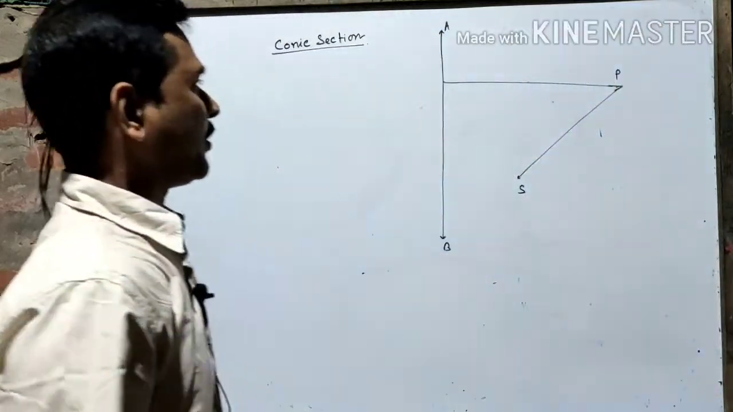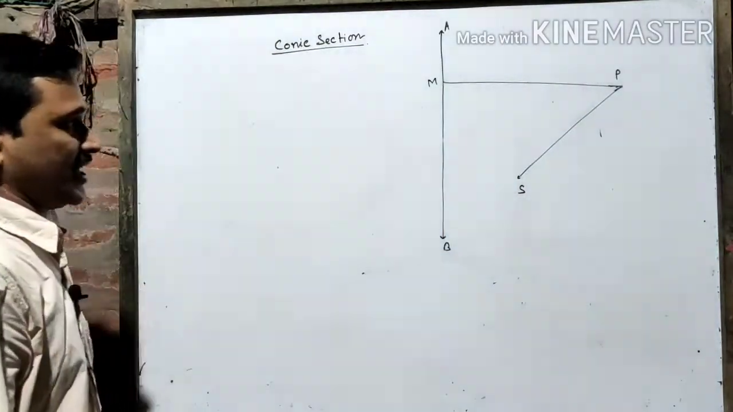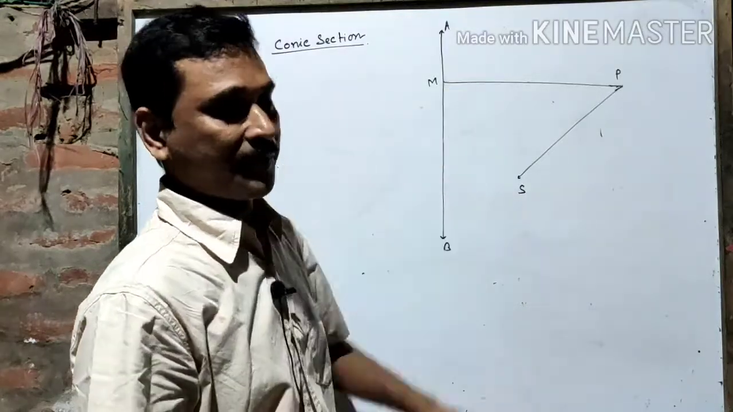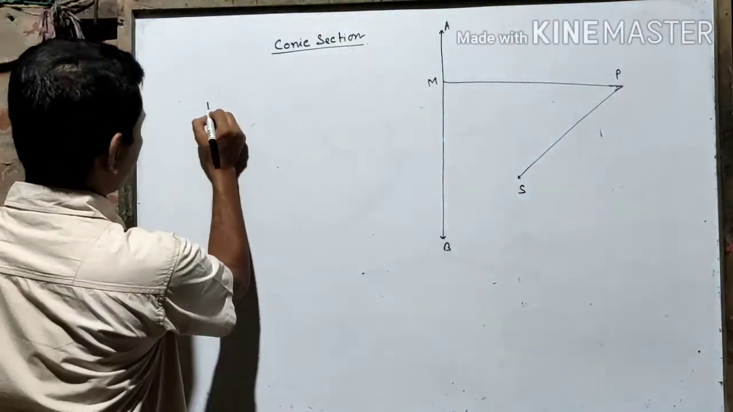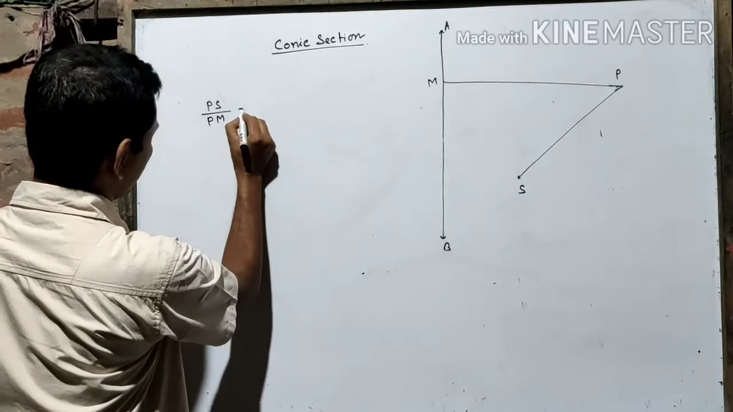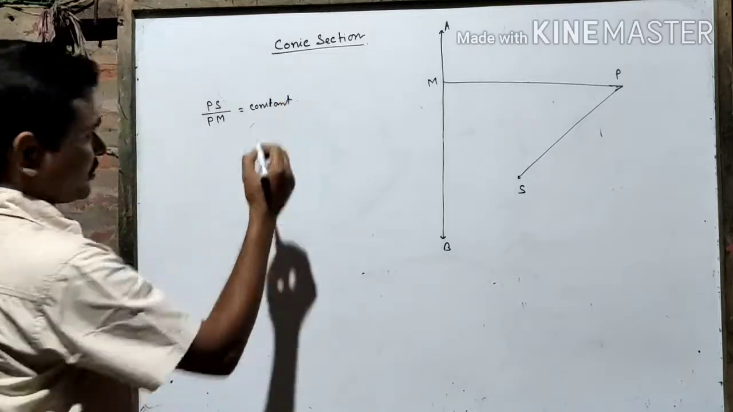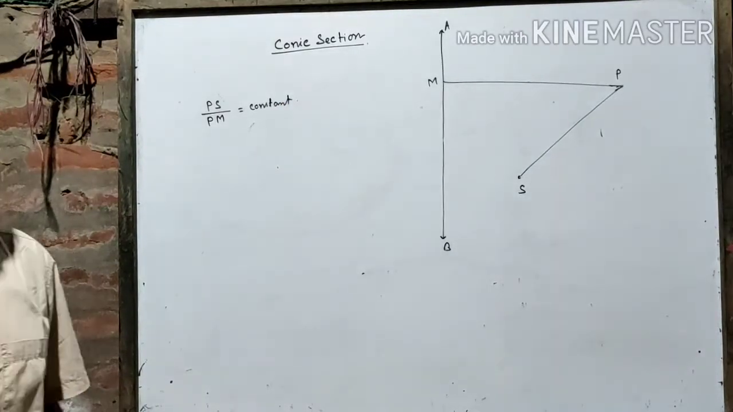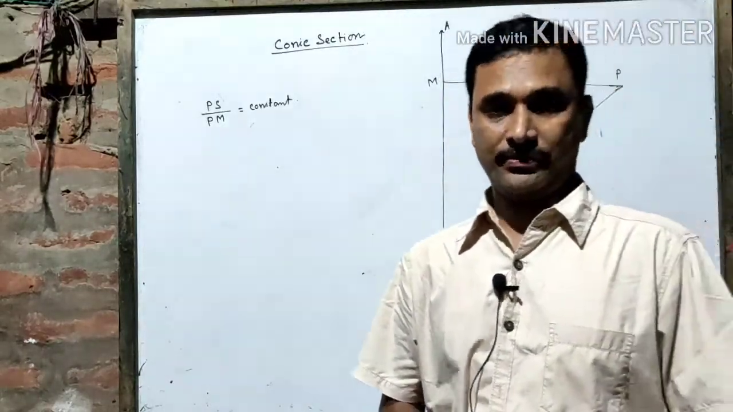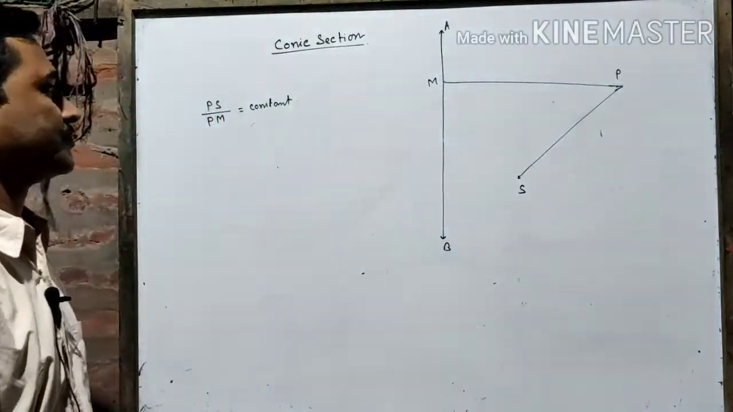Now, if the point moves in such a way that the ratio of its distance from the fixed point to its distance from the fixed straight line is always a constant, what I am saying is PS by PM is always a constant, then the locus of the point is a conic or conic section. Then the point draws a conic section.